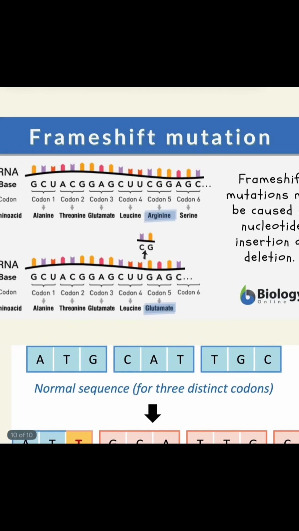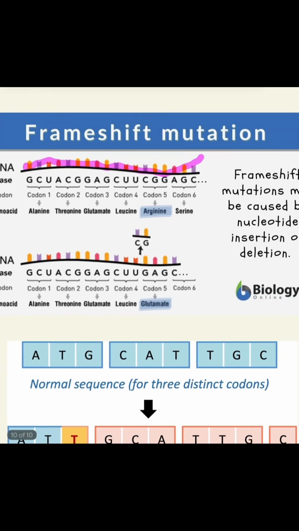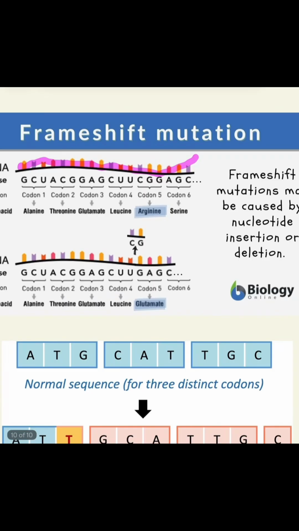Remember that a strand of DNA is made up of complementary base pairs. So if we look at a single strand, like this one here, you can see it's made up of G, C, now this is RNA, so it's got U, G, C, U, and A. Now, a frameshift mutation is the insertion or deletion of nucleotides.